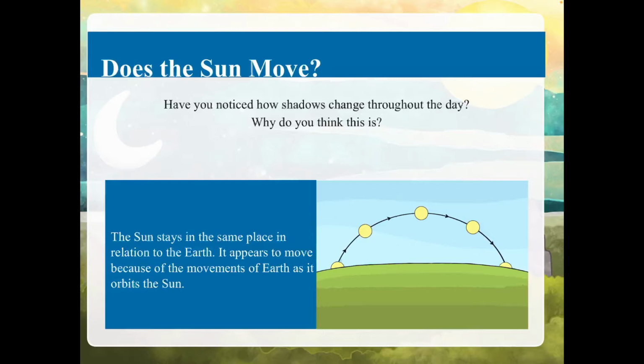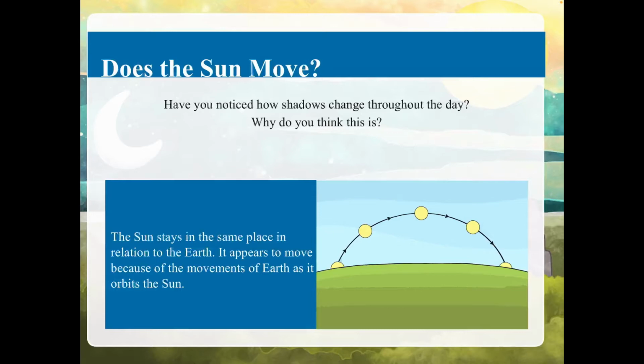the sky. So first of all, the question is, does the sun move? Now, I wonder what your answer is to that question. It certainly looks as if the sun moves, because when you look up, you'll see the sun apparently move from one place to another. So here are some questions for you to think about. Have you noticed how shadows change throughout the day? Why do you think that is?